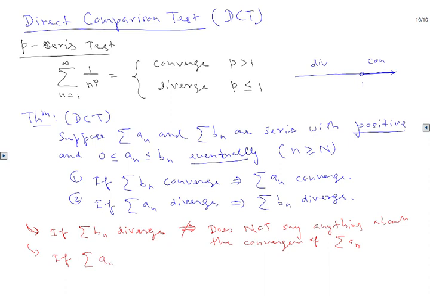In the same way, if the smaller one converges, it does not imply the convergence of the larger one. You have to be very careful with that. It only says that if the larger one converges, the smaller one converges. If the smaller one diverges, the larger one diverges. That's the only way it's going to go.